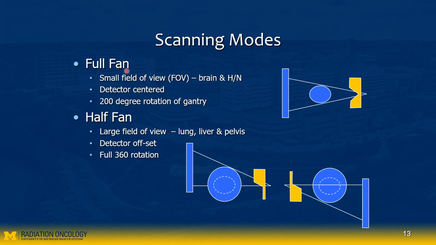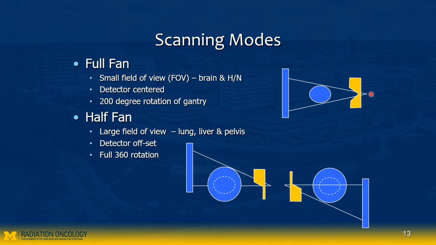So with the full fan, you are acquiring a smaller field of view. We use this for the brain, head and neck, and the detector is centered. So this is the detector, and this is the X-ray source, and the yellow thing is the bow tie filter. It looks like a bow tie, right?